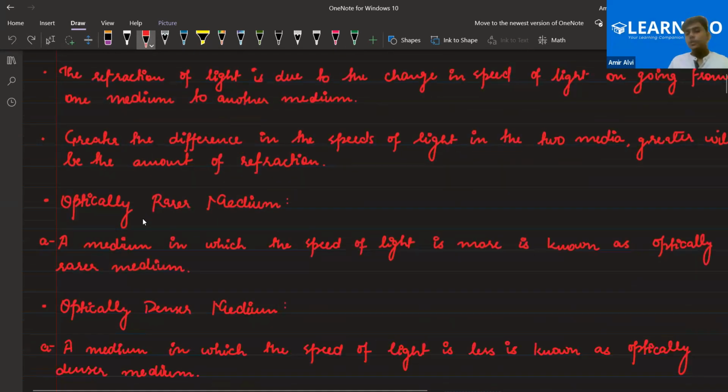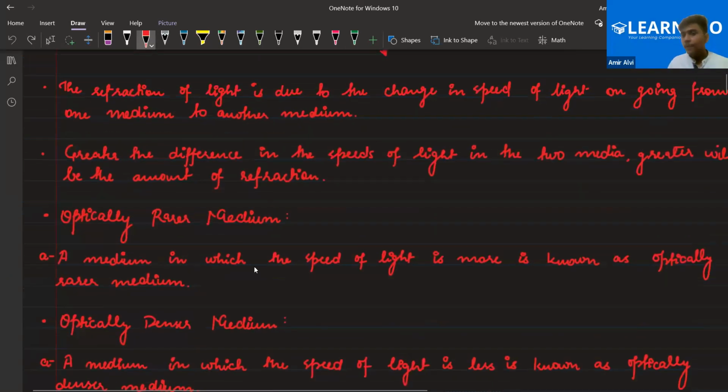Okay. So first of all, rarer medium. A medium in which the speed of light is more is known as an optically rarer medium. It means that when light rays go through a rarer medium, the speed of light would be more than in any other medium. If it is a rarer medium, it means that the density of this medium will be less.